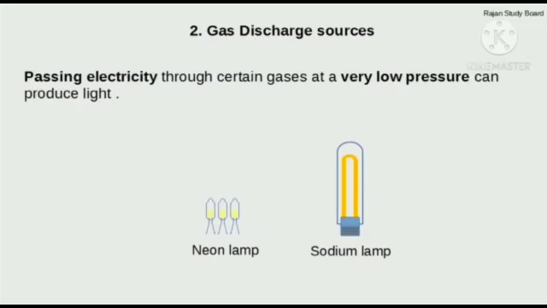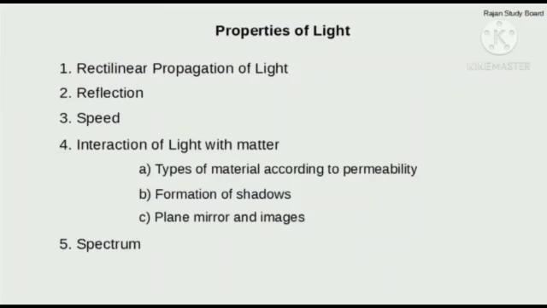Second one is gas discharge sources. Passing electricity through certain gases at very low pressure can produce light, which is called gas discharge sources. For example, neon lamp and sodium lamp. Let us see about properties of light: rectilinear propagation of light, reflection, speed, interaction of light with matter, types of material according to permeability, formation of shadows, plane mirror and images, spectrum.